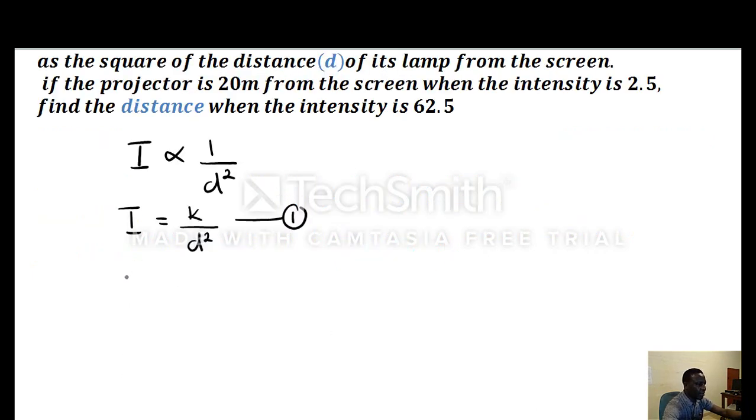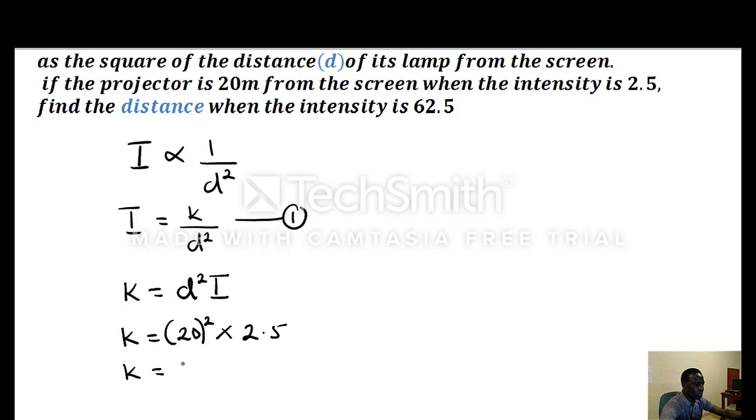Making k the subject of the formula by cross multiplying, we will say k is equal to d squared I, and we have values of d and I given to us. If the projector is 20 meters from the screen, meaning d is equal to 20, then k is equal to 20 squared times I, which is the intensity given as 2.5. So I'm going to multiply 20 squared by 2.5, leaving me with k is equal to 20 squared, which means 20 times 20, and that is 400 times 2.5.